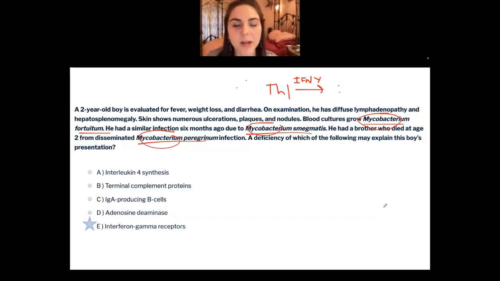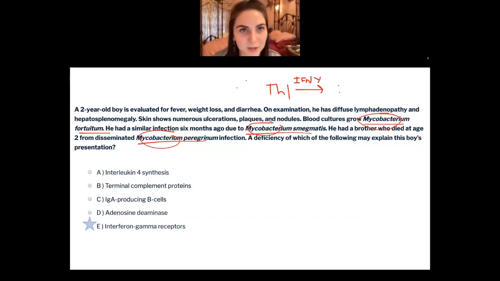Encapsulated. So mycobacterium is actually not encapsulated. What are you thinking of? Maybe you're thinking of Neisseria, meningitis, maybe. Mycobacterium actually has a really weird structure. Remember, we talked about peptidoglycan and then LPS, gram negative, gram positive. Mycobacterium actually doesn't even have peptidoglycan. It doesn't have LPS. It has an entirely different cell wall.